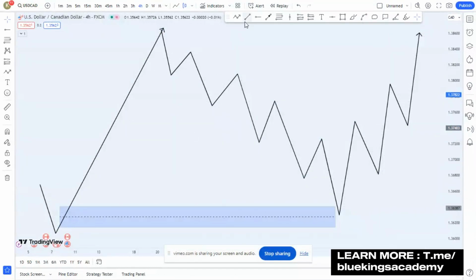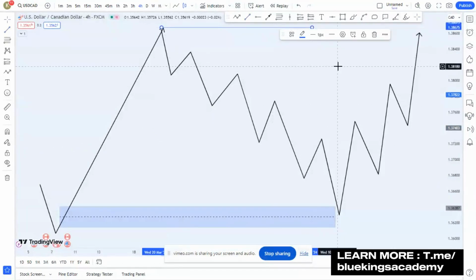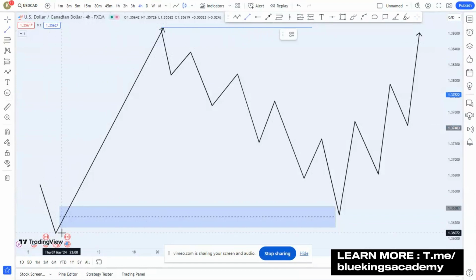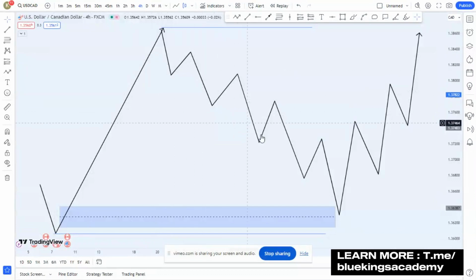So the internal structures, to really identify them, you have to understand that wherever there is an internal structure between the highs and lows of that external structure, there is always going to be internal structure inside. Now this is the low of the external structure, this is the high of the external structure, and what is inside is what we call internal structures.